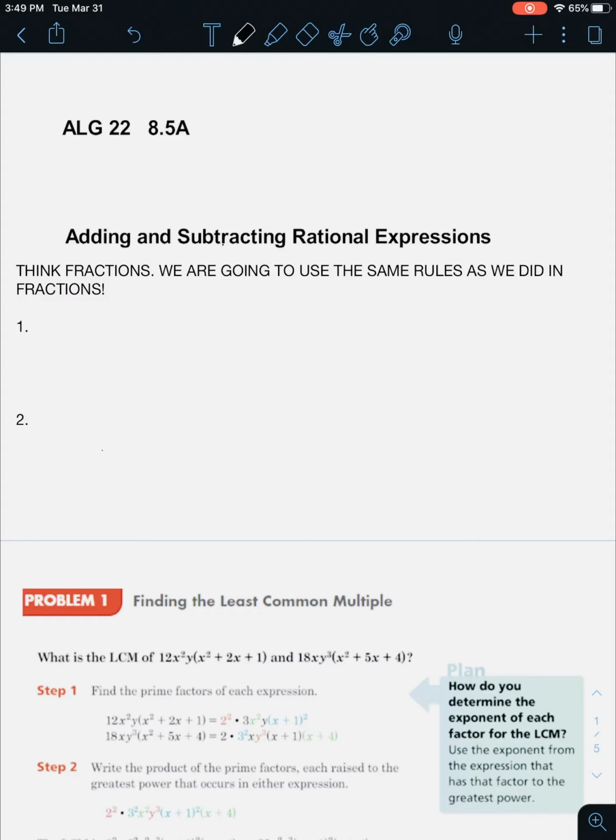Good morning, class. Today is the section that I was supposed to have posted on Monday, but I put in 8.6 instead. So this is 8.5a, and I wanted to cover the material anyway. It's on adding and subtracting rational expressions. And you'll notice that I stuck this line in here. Think fractions, because we're going to use the same rules that we did when we added and subtracted fractions.